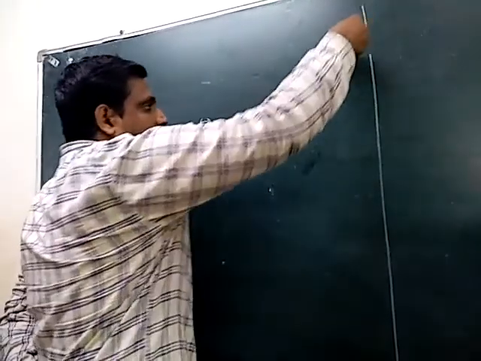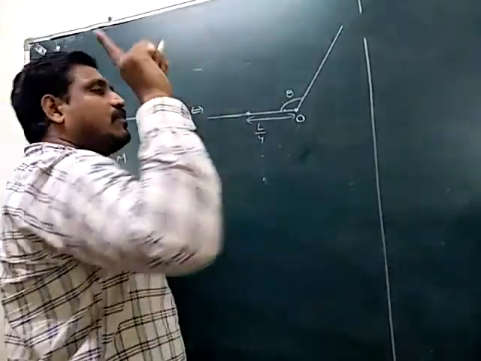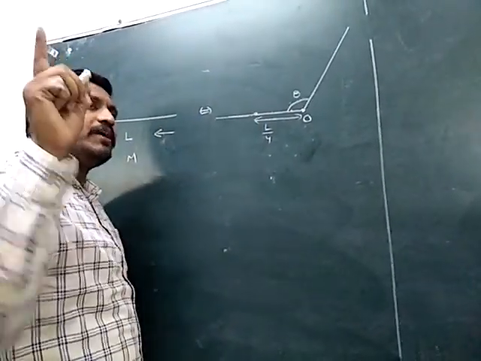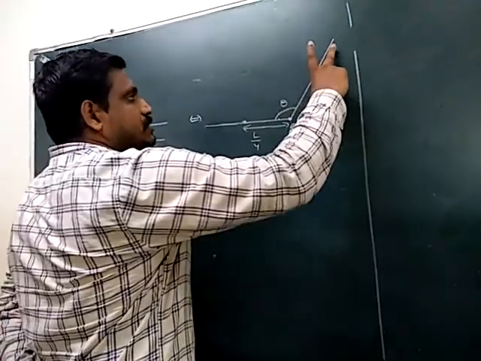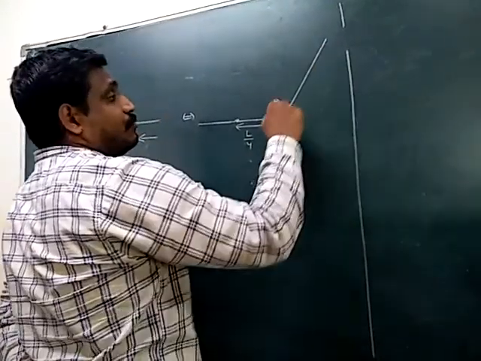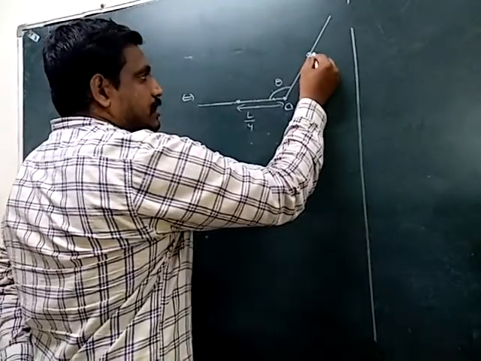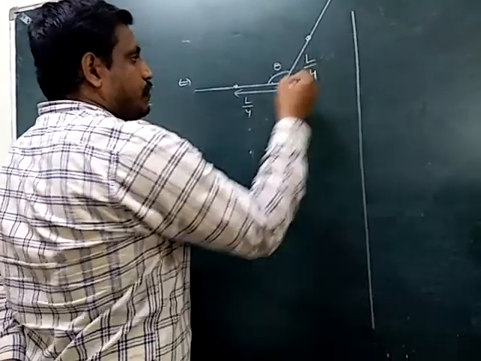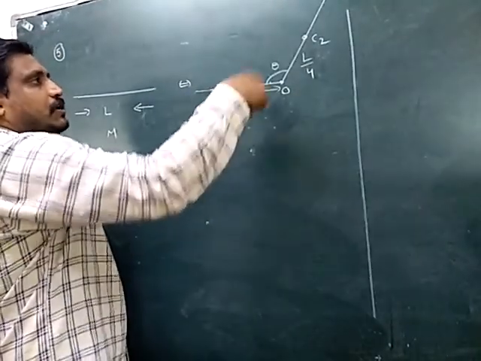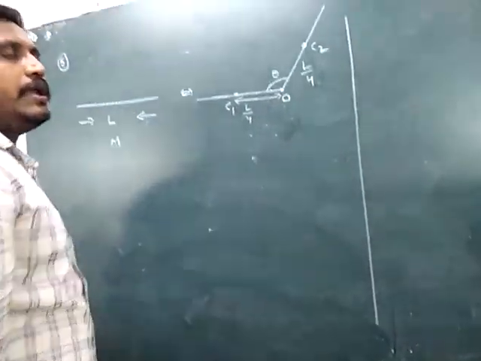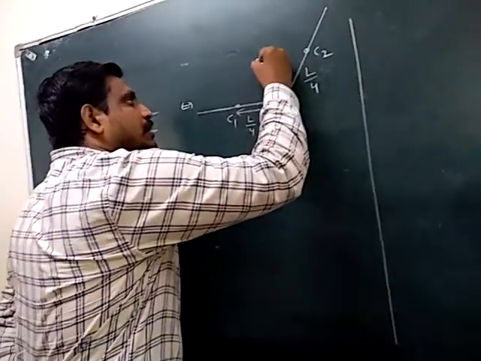This is another rod. I arranged another rod. Actually, this is only one rod, but it is bent at the midpoint, so it can be considered as 2 rods. This is one rod, this is another rod. This length is also L by 2 because it is bent at the midpoint. So here the center of mass is at L by 4. This is C1 and this is C2, the center of mass of the first rod and the center of mass of the second rod. According to mathematics, the common center of mass lies here.